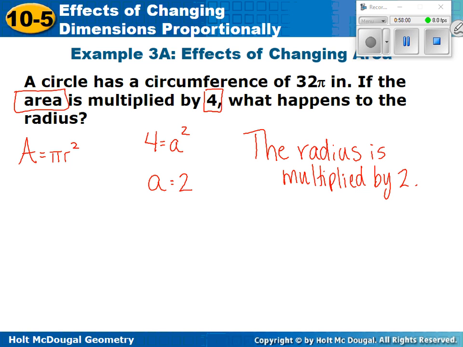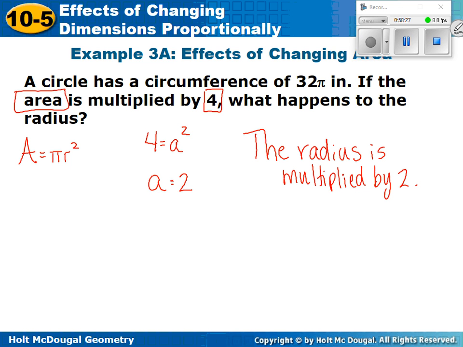So set your new area equal to your area formula and solve for your new radius. What would I do to solve for r? Divide by pi. So r squared equals 1,024. Take the square root, and what do we get? 32. So the new radius is 32. The old radius was 16.